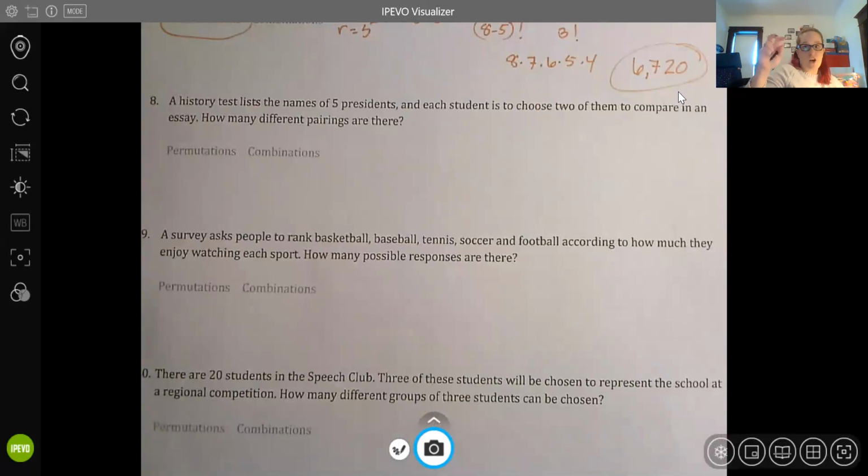Okay, so here you have 5 and we're picking 2. It doesn't matter the order that you pick the 2 in, okay? So you can say you're going to compare FDR versus JFK. The same thing as saying I'm going to compare JFK versus FDR. So this is a combination. It doesn't matter the order.